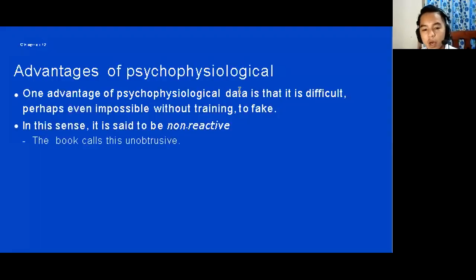The advantage of the psychophysiological method is that the data here is difficult, perhaps even impossible without training, to fake. As I have said, the psychophysiological method can only be tampered with through intensive training. In this sense, it is said to be non-reactive. The book calls this unobtrusive.